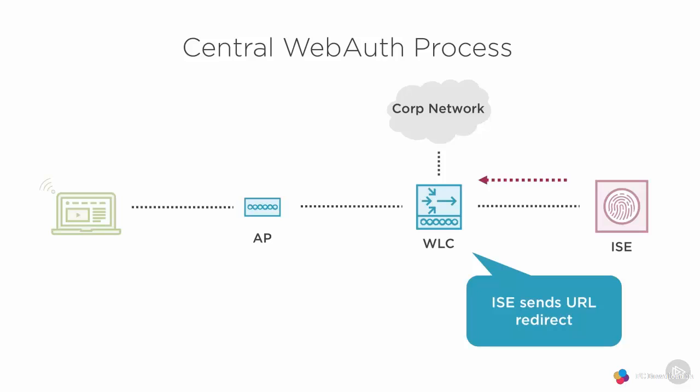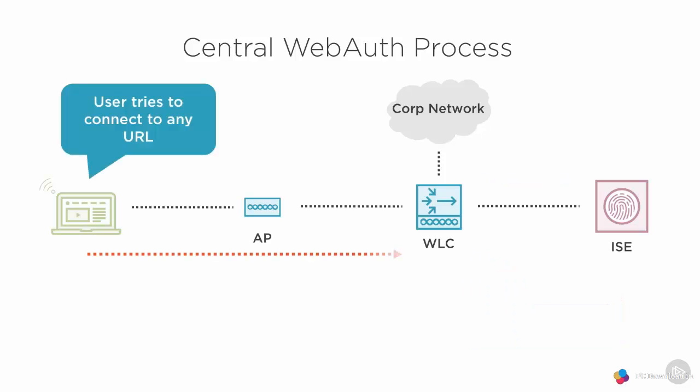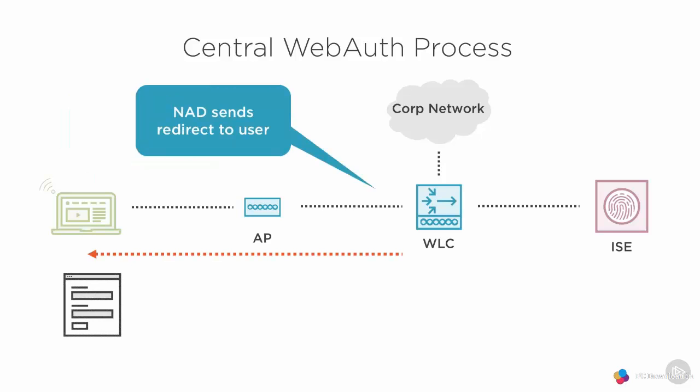So at this point, ISE is going to pull information from the authorization profile. The authorization profile is going to have a redirect configured. It's going to say to do central web authentication. That's going to get pushed back to the controller, and the controller is now going to have the URL. And when the user tries to connect to any other URL, so they finally open a browser, what's going to happen is that controller is going to say, oh, you need to go to this URL, and it's going to send a redirect over to that user.